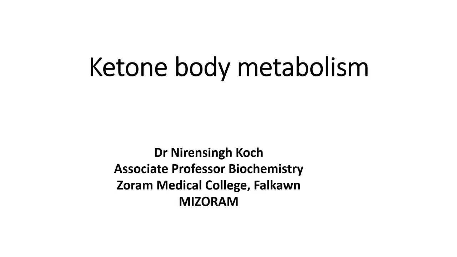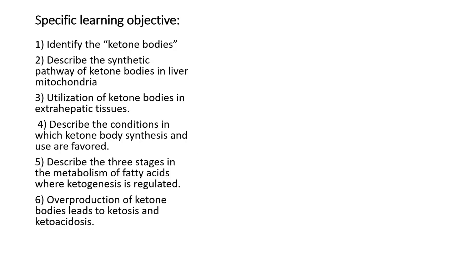And today in this session, we are going to talk about ketone body metabolism. Our specific learning objectives are: you should be able to identify the ketone bodies both by names and structure as well. Then you should be able to describe the synthetic pathway of ketone bodies in liver and mitochondria. Then, utilization of ketone bodies in extrahepatic tissues. Then you should be able to describe the conditions in which ketone body synthesis and use are favored. Then you should be able to describe the three stages in the metabolism of fatty acids where ketogenesis is regulated. And overproduction of ketone bodies leads to ketosis and acidosis.